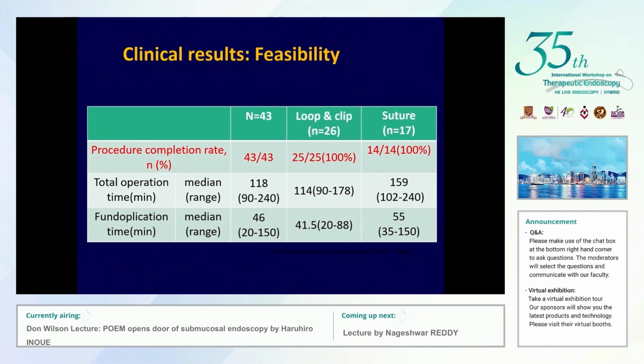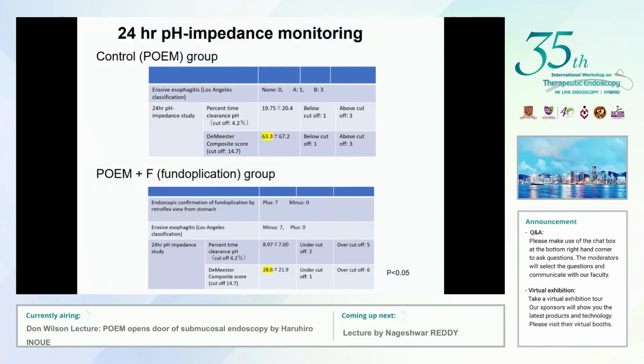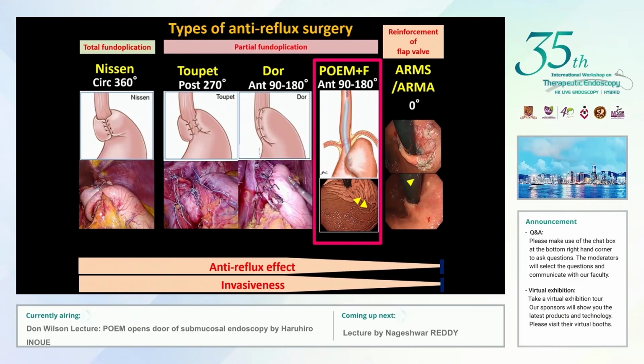So this is the clinical result. Feasibility: the technical success rate is 100%. And the pH impedance study demonstrates that, compared to the POEM alone group, the fundoplication group has better results of the pH study. So this is a schematic drawing of the anti-reflux procedures. Nissen fundoplication is the strongest, then the Toupet is next, and then the Dor. So POEF is a very mild anti-reflux procedure.